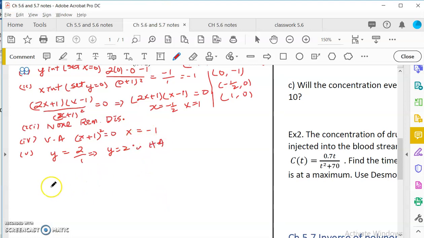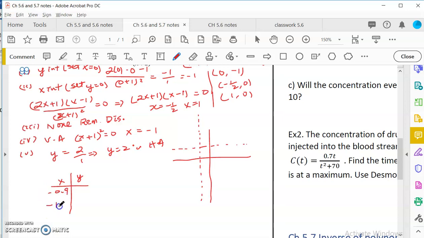The next thing is to build a table of x and y where it is close to the vertical asymptote of negative 1. So I can actually draw it here. x equals negative 1, dotted line here, and y is 2, draw here. And then I would have to think of points close to negative 1. So let's say negative 0.9 and negative 1.1. So one is before negative 1, one is after negative 1.